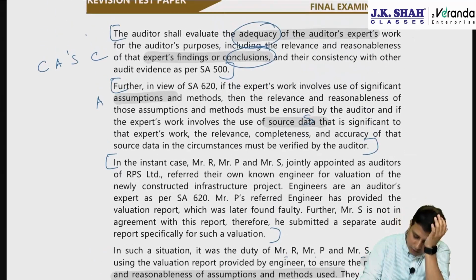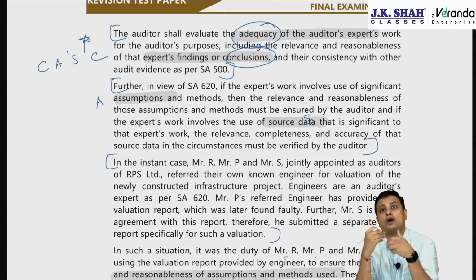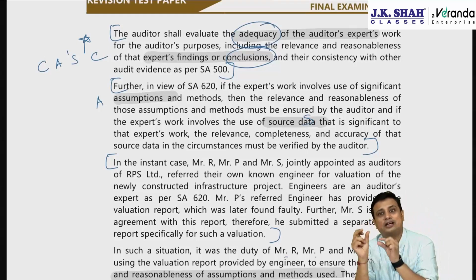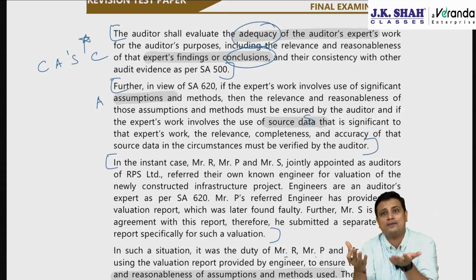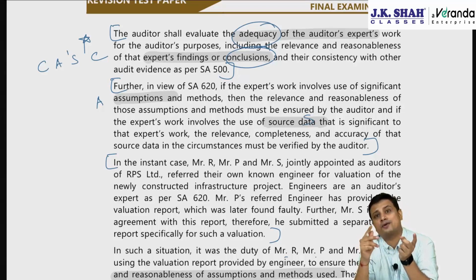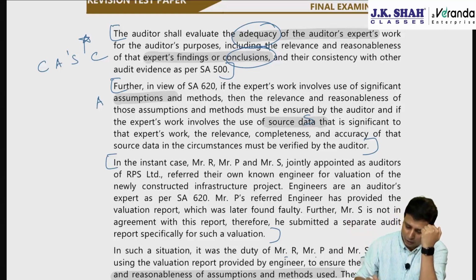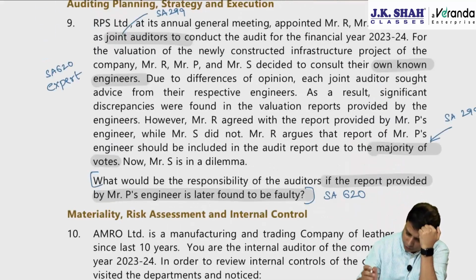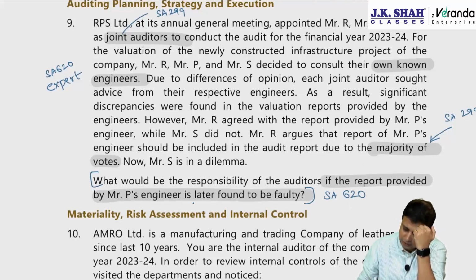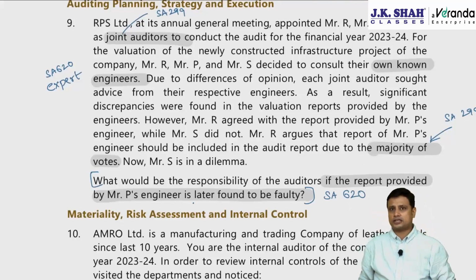So here the main points are where you have to write how you are supposed to evaluate, and in the conclusion you will have to write that since they have not evaluated the adequacy of their work, they will be responsible. Because if we use the work of an auditor's expert, we need to evaluate whether their work is adequate or not. Now if you see, since the question asked if the report provided by Mr. P's engineer is found to be faulty, it was focusing on SA 620.